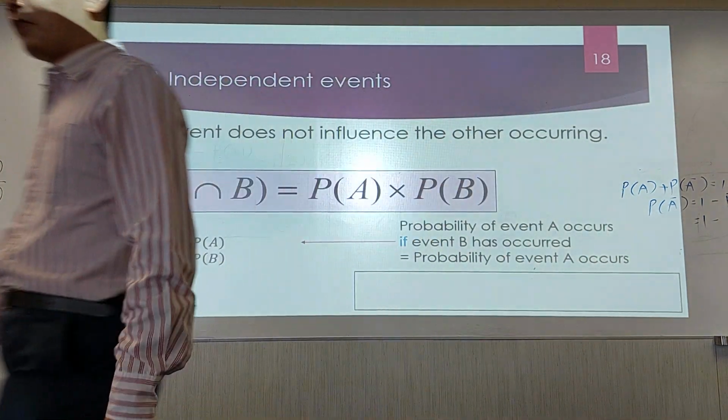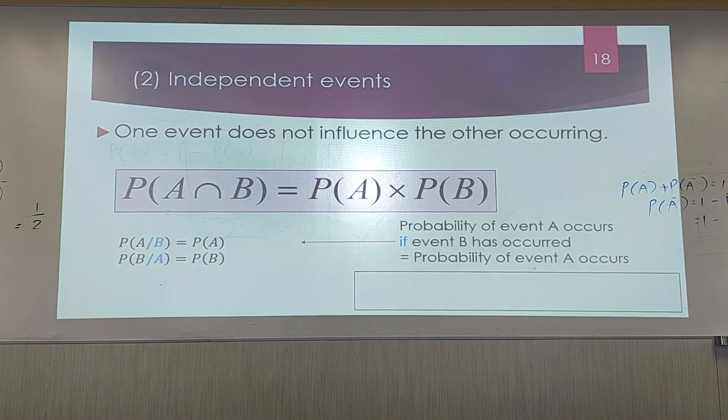Okay, that will be the last concept for today. Independent events. What is the meaning? Two events are independent if the occurrence of one event does not change the chance of the other event happening. If I repeat, if A and B are independent, that means the chance of event A happening will not affect the chance of event B happening and vice versa.